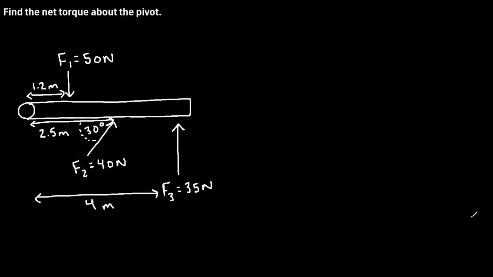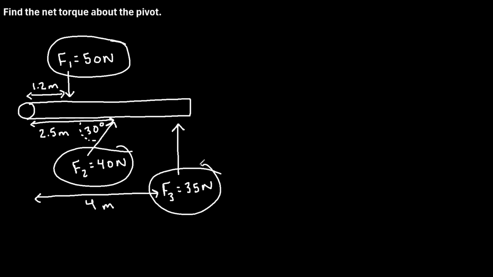In this video, we are going to work through an example of how to calculate net torque. So let's go ahead and jump right into this example. It says, find the net torque about the pivot. So we have some beam here. It's connected to some pivot, and we can see that there are 1, 2, 3 total forces that are being applied on this beam. And our question is, what is the net torque?